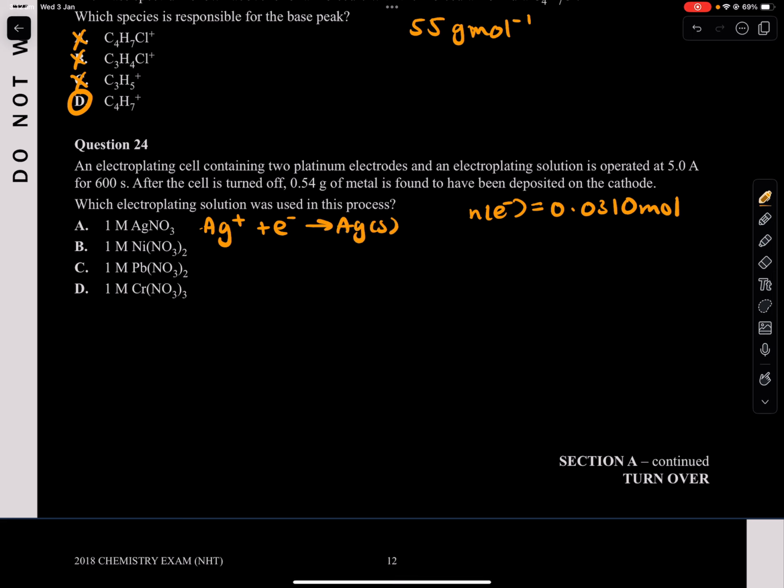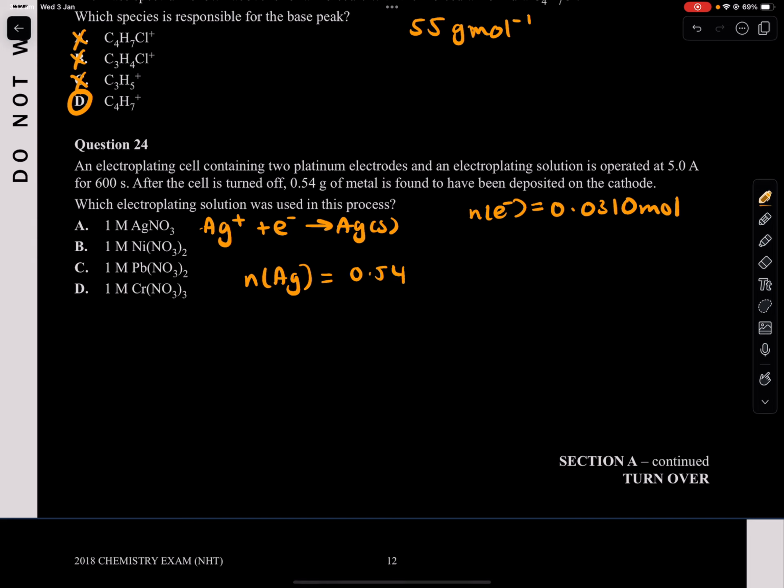Say we have 0.54 grams of metal, and in this case we want to find the moles. If we find the moles of Ag solid, because it's a 1-to-1 ratio, it should be the same as the moles of electrons over here. So what's the number of moles of Ag?